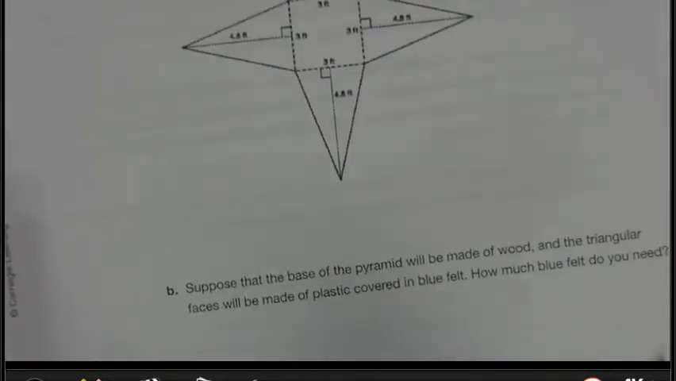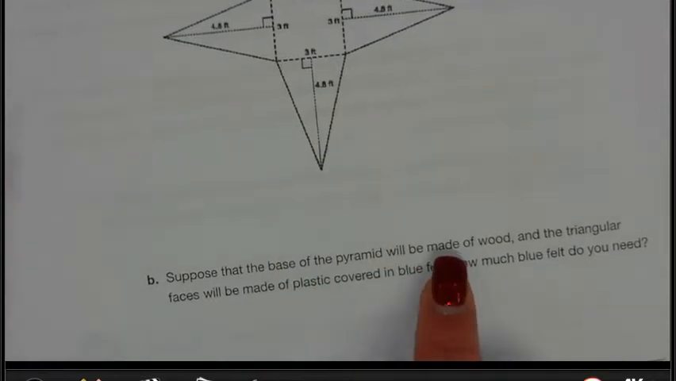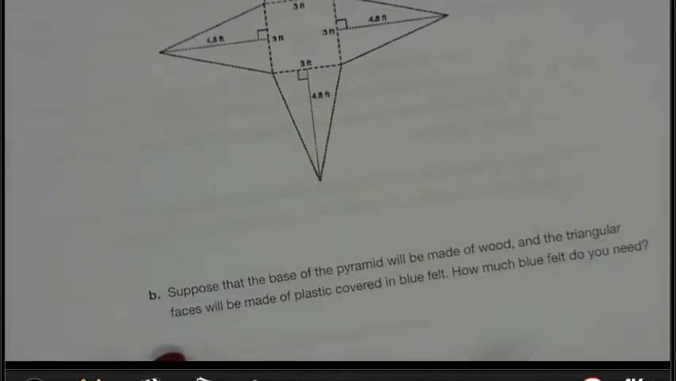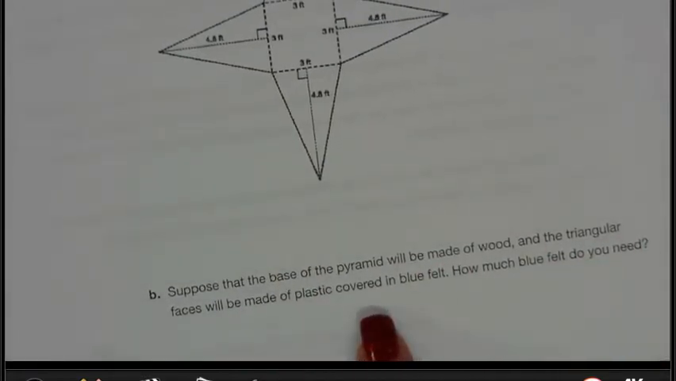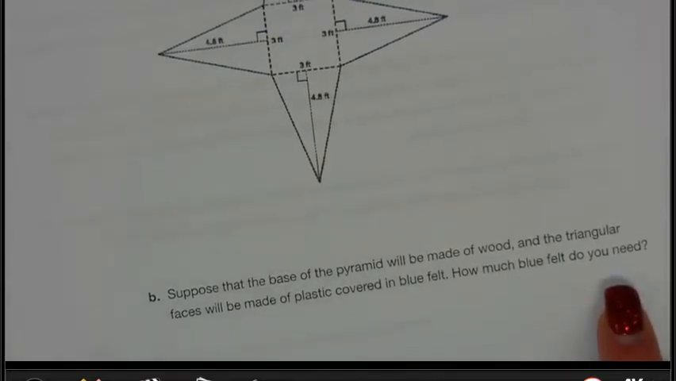So if you would like to go ahead and pause this screen and draw the net of our square pyramid. Okay. All right. So we are going to move on. We're going to look over at the square pyramid. Suppose the base of the pyramid is going to be made out of wood, and the triangular faces will be made out of a plastic covered in blue felt. How much blue felt do you need?